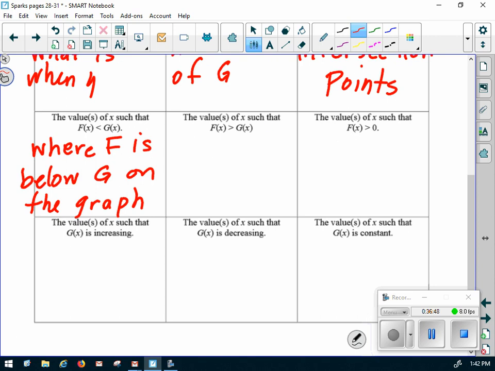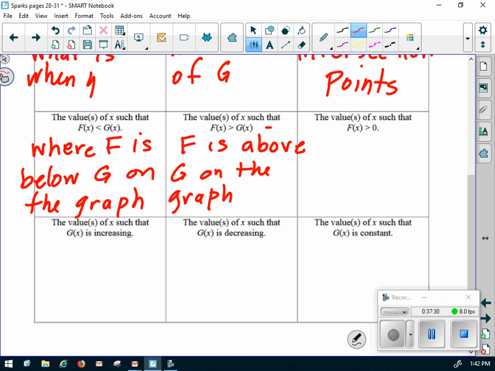What does this one mean? Where f is above g on the graph. Exactly, where f is above g on the graph. What does that mean? Yeah, the y values of f are bigger than the y values of g, or you could flip it and say the y values of g are less than the y values of f.